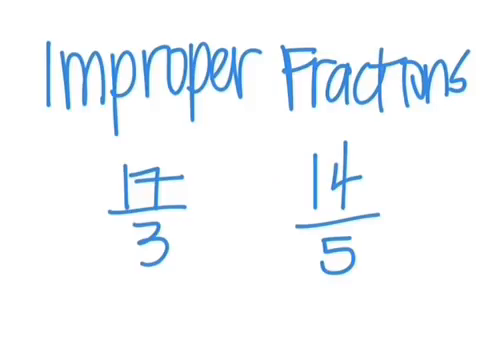An improper fraction is when your numerator, that top number, is larger than the denominator, that bottom number. It's improper because the top should usually be smaller than the bottom, but here the numerator is larger than the denominator.